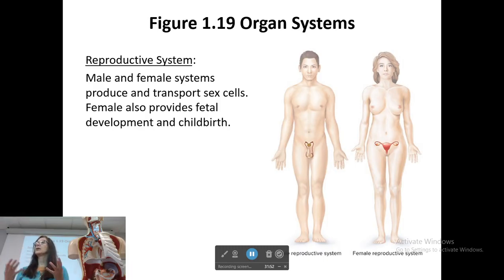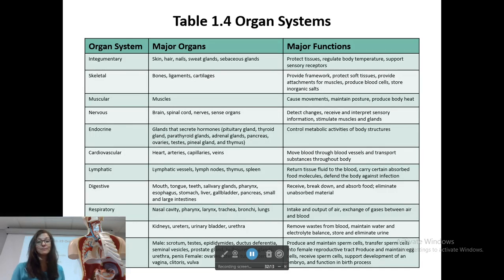Hormones, right? When you think about male and female hormones, that is also part of the endocrine system. Testosterone and estrogen are hormones that are produced within the reproductive system as well as the endocrine system. Okay? So some organs have more than one system that they belong to.